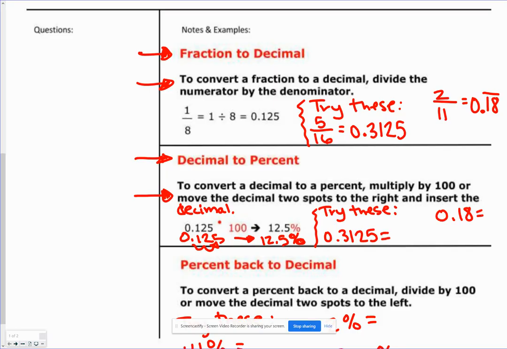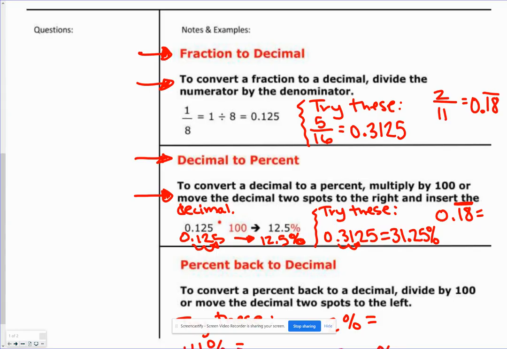All right, hopefully you got, after moving this one 2 spots to the right, 1, 2, we took that decimal and made it a percent. 31.25%. Now, what about this last one? Ooh, I almost forgot the repeating sign. If you have to go back and change that, go back and change it now.